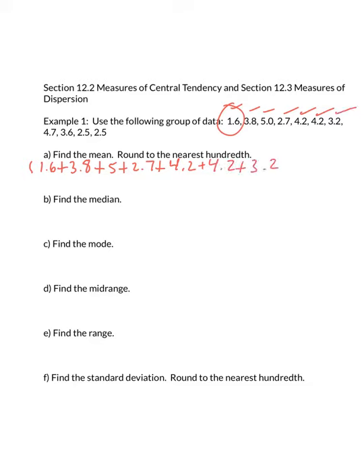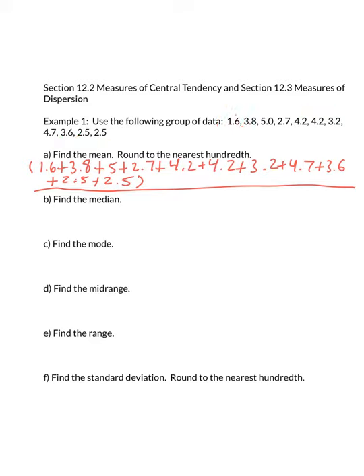3.2 is next, 4.7 is next, 3.6 is next. I'm already running out of room, so I'm going to have to continue down here. Plus, we got 2.5 is next, plus another 2.5. Close the parentheses. Divide by the total number of data pieces. We have 1, 2, 3, 4, 5, 6, 7, 8, 9, 10, 11 total data pieces in this example.